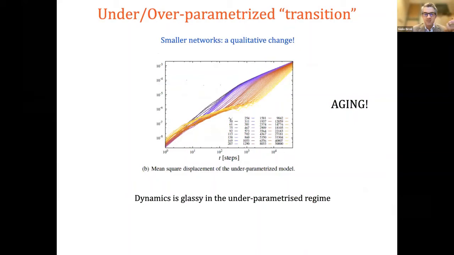In fact, if you take a smaller network, so if you underparameterize, keeping the same number of data but decreasing the number of parameters, then the mean square displacement is doing aging, really showing what I said before. The longer the time, the longer it takes the system to decorrelate from itself. So you really have glassy dynamics, but while you are in the underparameterized regime. So clearly, being in the overparameterized regime, as is known from our study, shapes the landscape in such a way that the system is not glassy and has dynamics that brings the system to the bottom of the landscape.